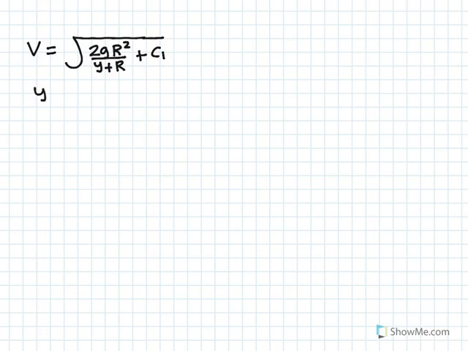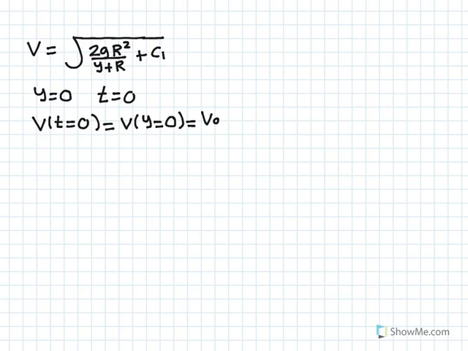Now we know that y equals 0, the rocket is on the ground when t equals 0. Initially, that is. That's the initial condition at t equals 0. So the velocity as a function of time when t equals 0 is equal to the velocity when y equals 0, when the object is sitting on the surface of the Earth. And this is equal to v naught. That's the initial velocity. So v naught, substitute that for velocity, is equal to root of 2g r squared divided by y equals 0, so we divide by r plus c1.